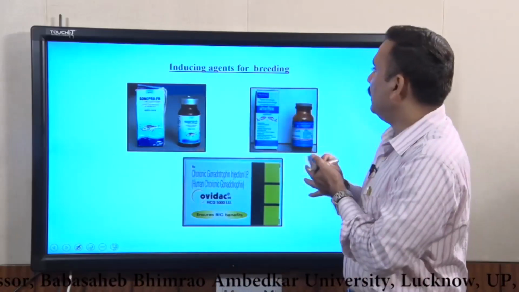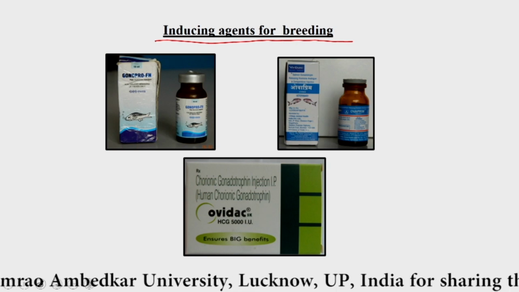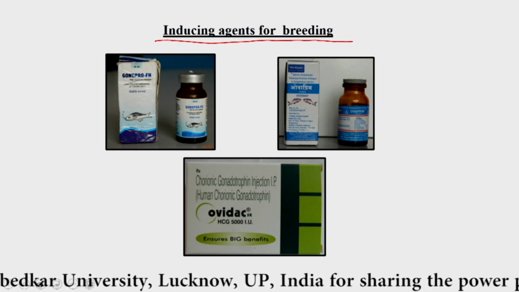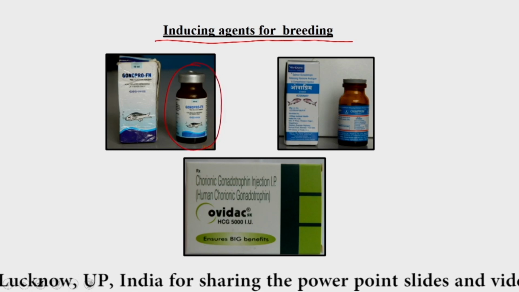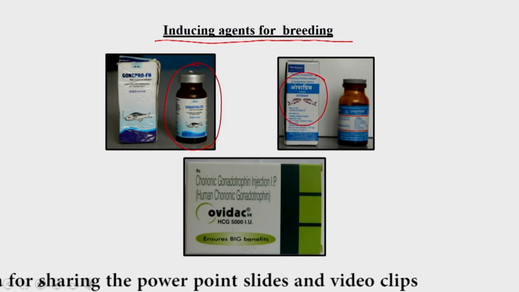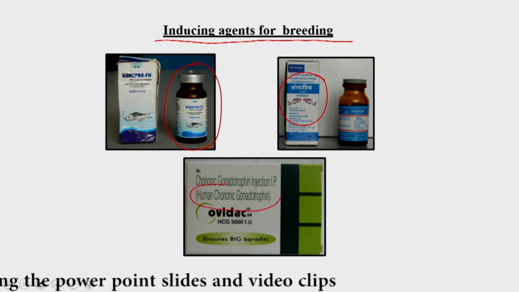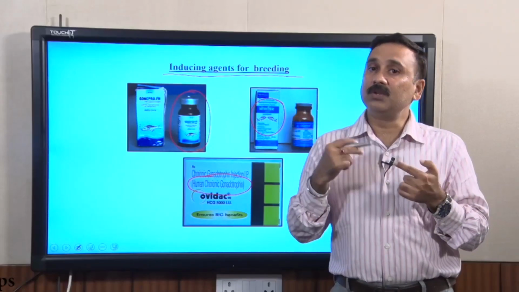Then you are going to induce. So, what are the inducing agents for breeding? Mostly you are going to use the gonadotropin hormones, or you are going to use ovaprim, or sometimes people are also using HCG, which is called human chorionic gonadotropin. So, in general you are going to use the gonadotropin hormones for inducing the ovulation.